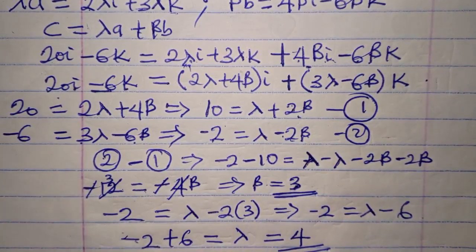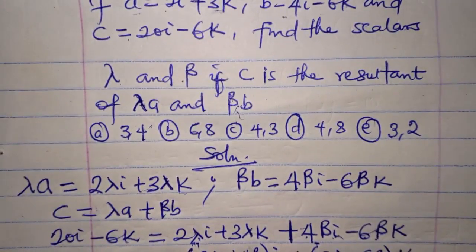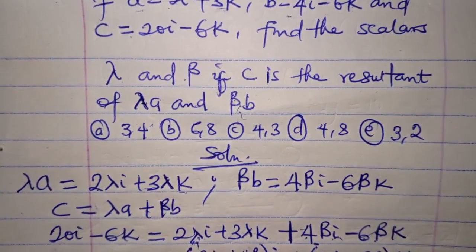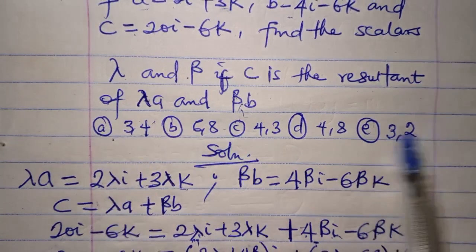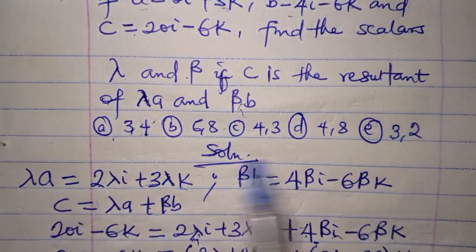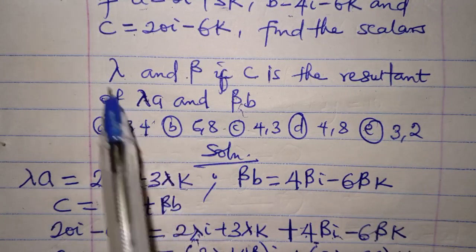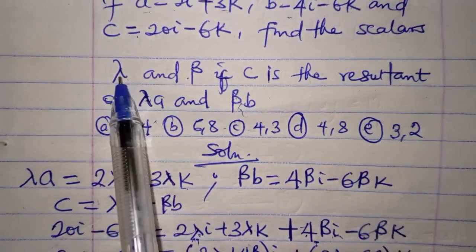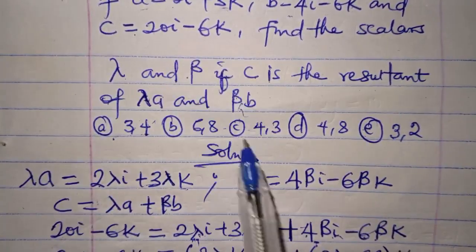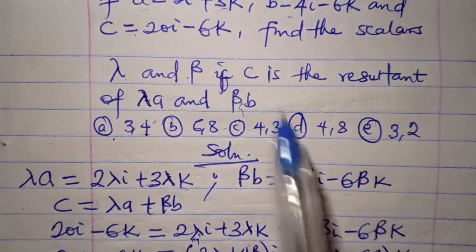The question says that we should find the scalars lambda and beta. We just got lambda equal to 4, beta equal to 3. So which of these options is correct? Lambda is 4, beta is 3. Lambda comes before beta by the question. Find the scalars lambda and beta. So this should be the correct option. Alright, so lambda is 4 and beta is 3. Option C.